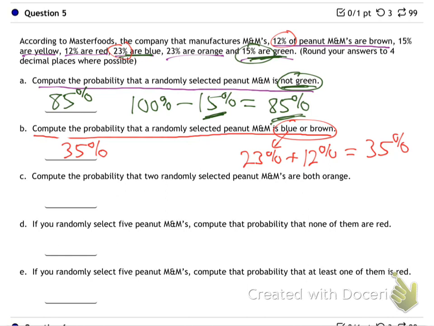Good so far? How about next? What if you grab two randomly selected peanut M&Ms? What's the chance they're both orange? So, yeah, both orange. That's going to be 23% and 23%. Does that make good sense?